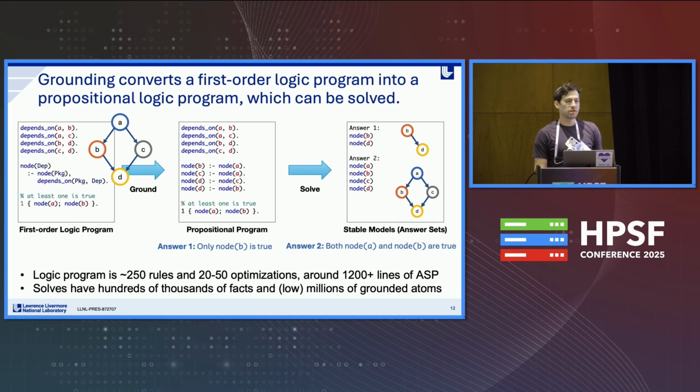The logic program is about 250 of these rules. Like if you have a node and a dependency, you need the other node. 20 to 50 optimizations, depending on how you want to count exactly. It's around 1,200 lines of ASP. The solves then will have hundreds of thousands of facts generated from the package.py files. And the grounded program will have, we're generally saying, roughly 1 to 3 million grounded facts.